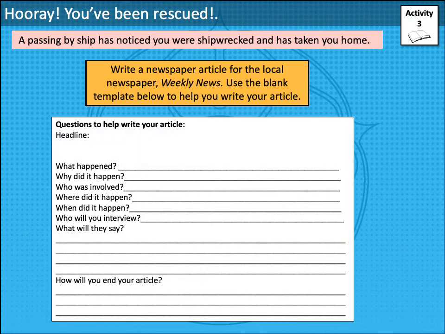We're moving on to activity 3 now. The last part of the story is we've been rescued. A passing by ship has noticed you were shipwrecked and has offered to take you home. You're now going to write a newspaper article for the local newspaper, Weekly News. But first of all, for activity 3, you're going to use the blank template below in your work and also in your workbook to help you write your article. Spend some time now thinking and planning what's going to go into your newspaper article. When you're ready, we'll move on.